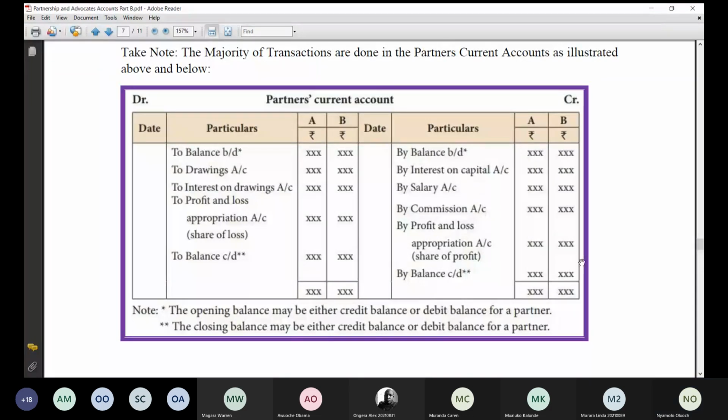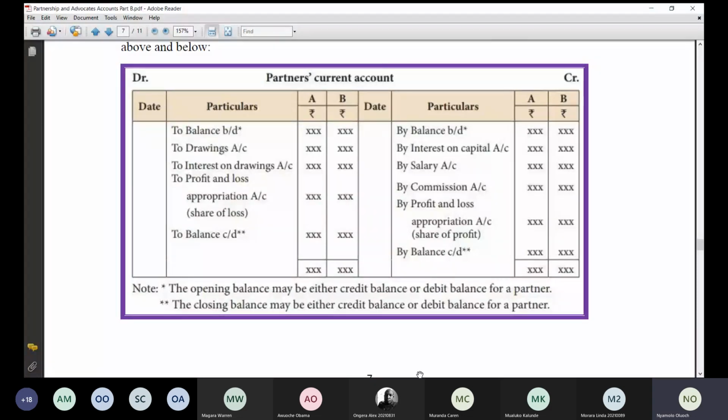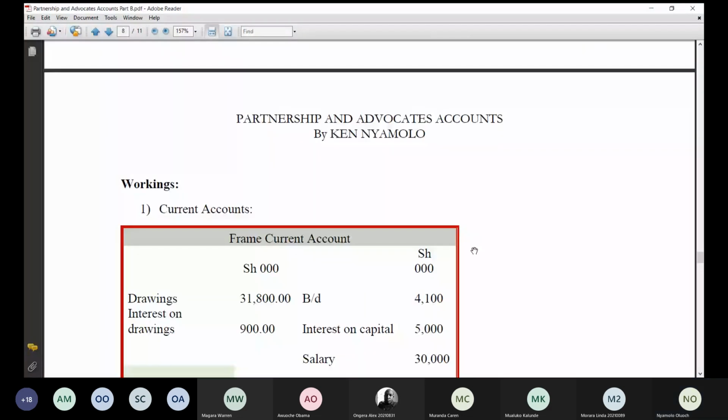I've just reprojected that particular account. All you need to know is what goes to the debit side and what goes to the credit side, just like our civil procedure rules and our criminal procedure rules. These are our accounting rules. So then see what goes to the debit and what goes to the credit. The note I've talked of, the opening balance, may either be a credit balance or a debit balance. And we are going to see how that is done.